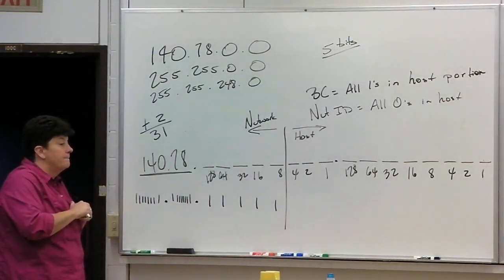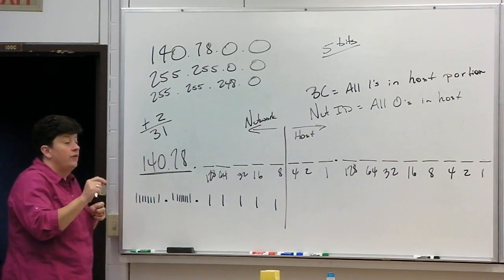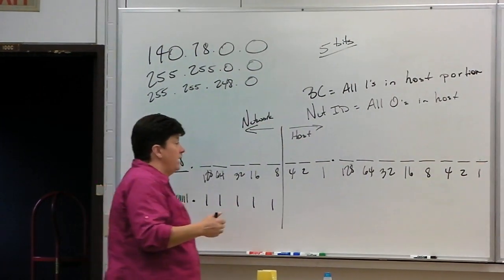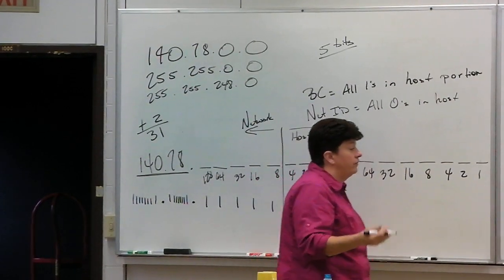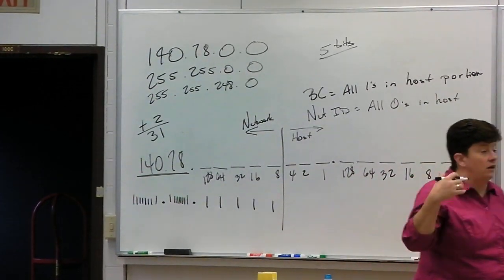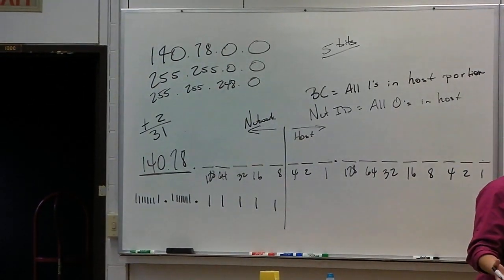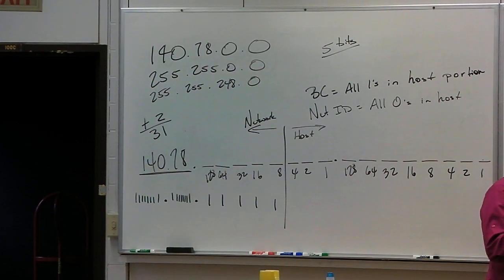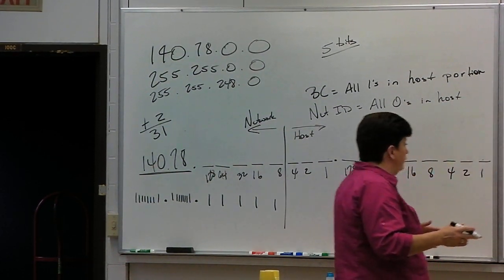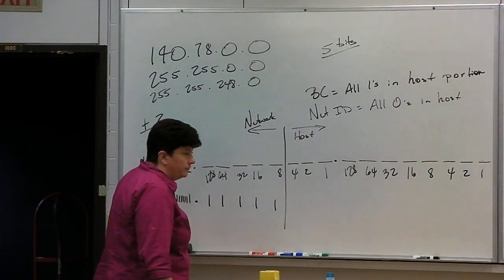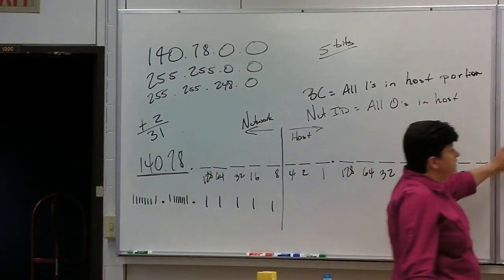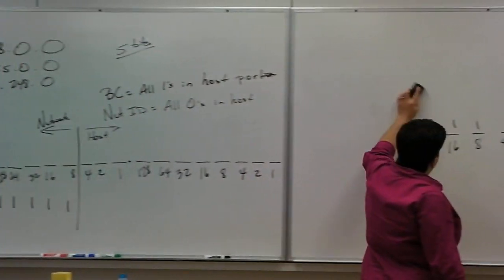Why do you need the 248? So that I will know. If I give you an address, if I say your address is 140.78.12, and the subnet mask is 255.255.248, you're going to have to figure out what network that is on. I'm fixing to show you how we figure that out. Okay? All right.